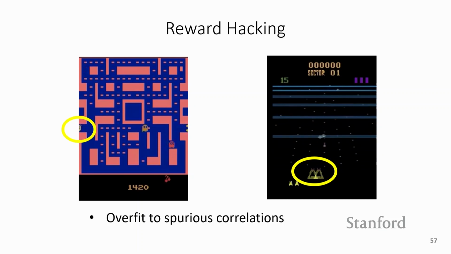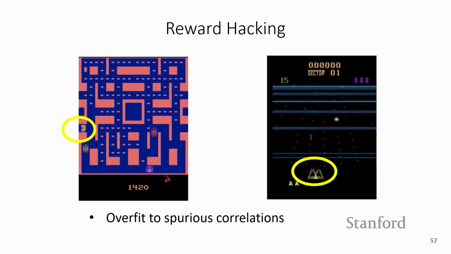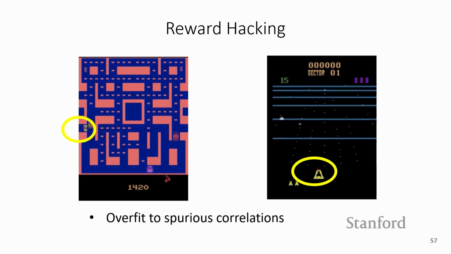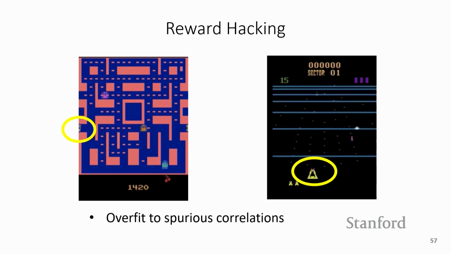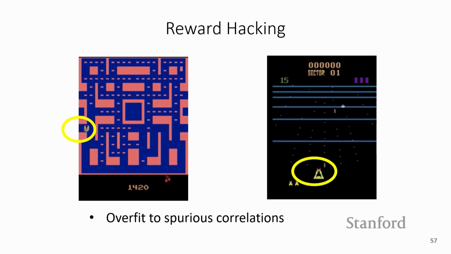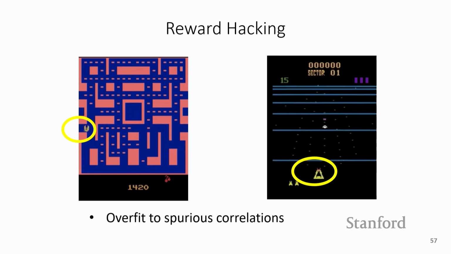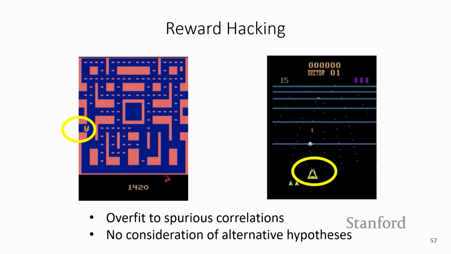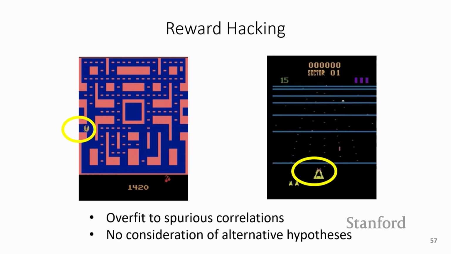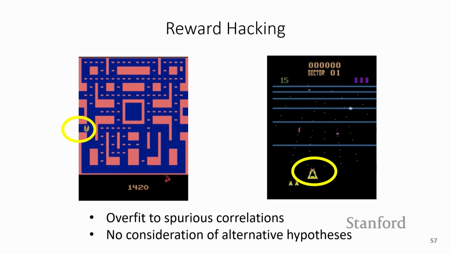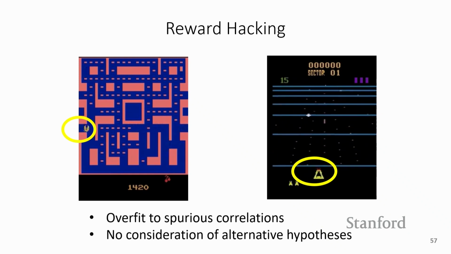And so you can see here, these are overfit to these spurious correlations in the data. While it may be true that better ranked demonstrations do last longer, maybe do avoid ghosts more, that's not really the only hypothesis that explains this data. And there's no way of having this consideration of alternative hypotheses if we're just learning this maximum likelihood estimate.